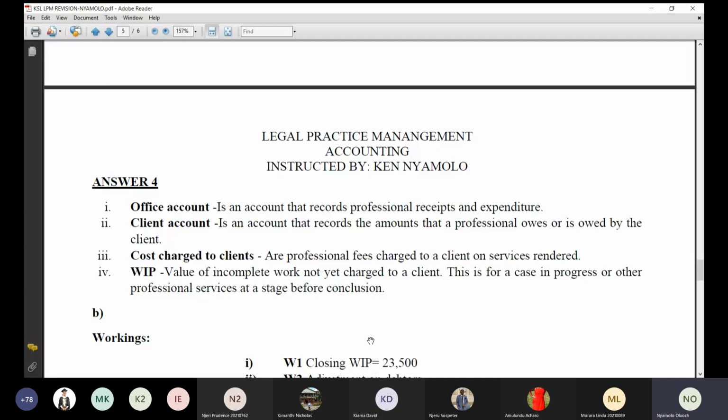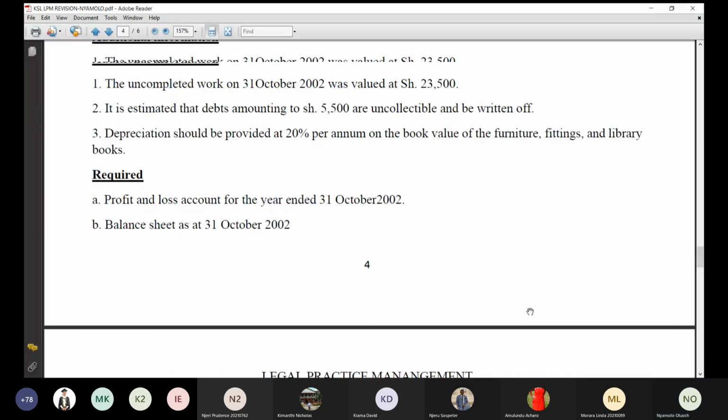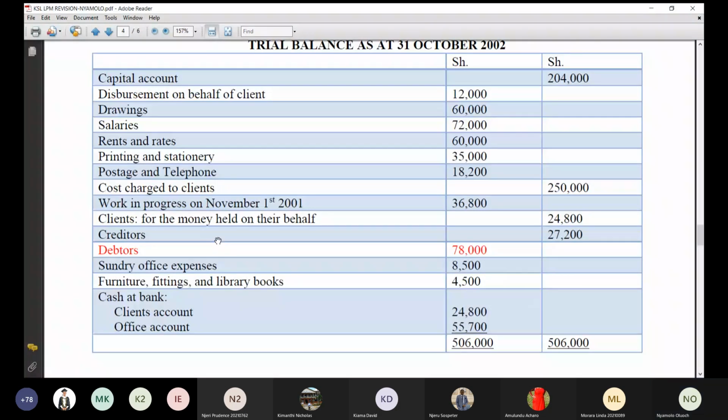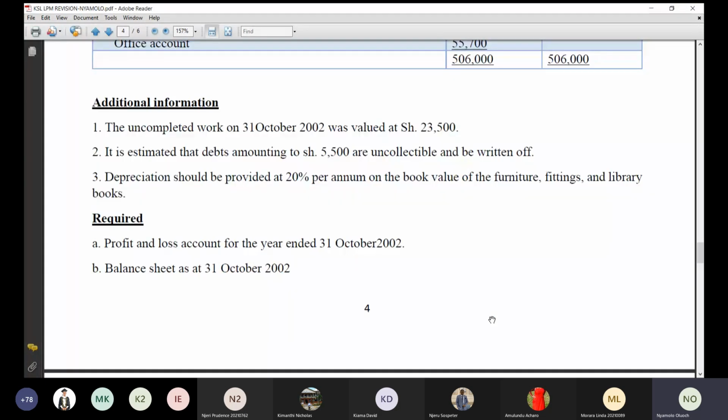Costs charged to clients are professional fees charged to a client on services rendered. So if you see cost to clients up there, a good student would think that they are the sales, but here we don't refer to them as sales. We refer to them as cost charged to clients, but we use the cost charged to clients to get our fee income that we now go and put in our income statement. So this we are going to use to work for our fees, because it is from that fees that we are going to deduct our expenses to arrive at a profit or a loss.